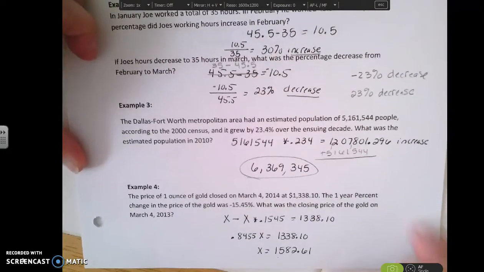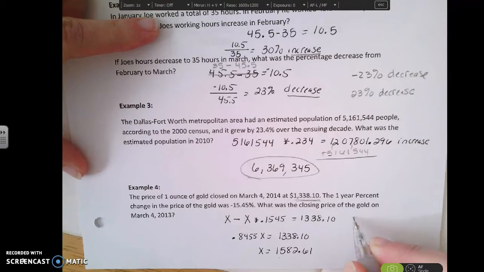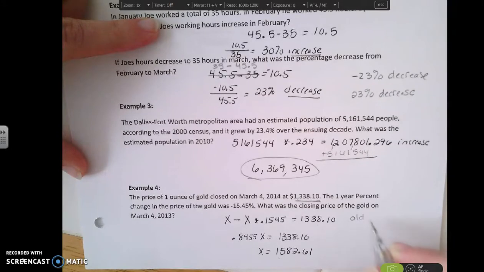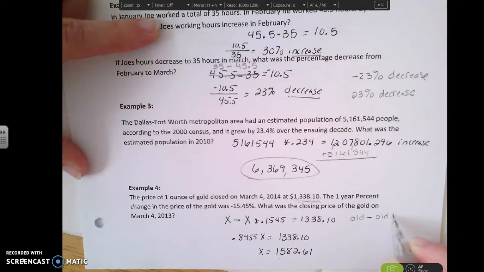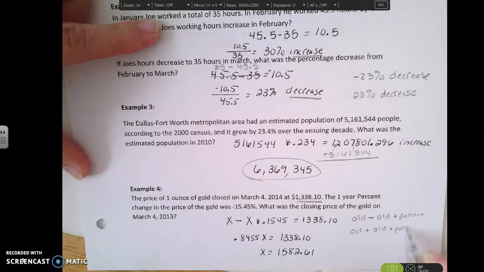Okay, so for this last example right now, example 4, the price of 1 ounce of gold on March 4th was $1,338. The 1 year percentage change of the gold was negative 15.45%, which is a decrease. What was the closing price of gold in 2013? So the current price is $1,338. That means that I took the old price and subtracted, because it was a decrease, the old price times the percent. Or another way of looking at it is the old price plus the old price times the percent, but in this case the percent is negative.